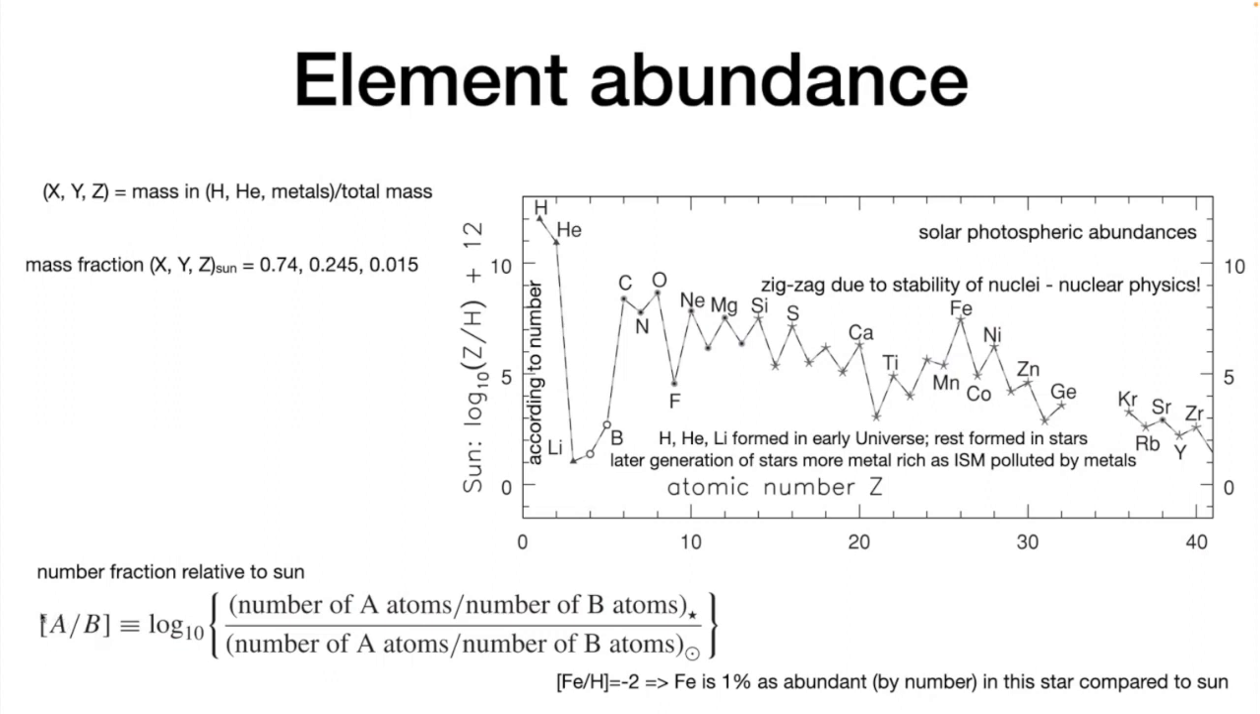So square brackets A by B for a star is defined as the number of atoms of A divided by the number of atoms of B. So, for example, Fe by H, Fe is iron. Iron by hydrogen of a star relative to the sun would be calculated as Fe by hydrogen for that star divided by that of the sun. So if you have this Fe by H of -2, that means this star has 10 to the -2 times less iron compared to the sun. Okay, just to be aware of.